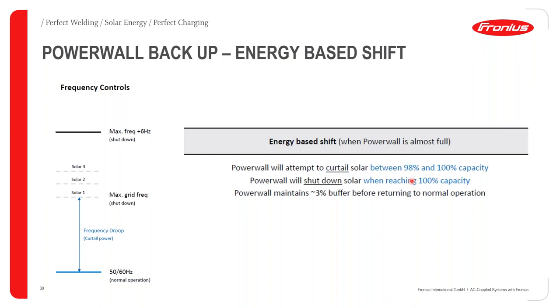If there's overcharging of the battery, you could cause damage to the battery system as well as to the charging system. So it's very important that the Tesla Powerwall can reduce the Fronius output power whenever the state of charge reaches close to 98-100% capacity. The Powerwall will shut down solar when the state of charge is 100% capacity. And the Powerwall will always maintain a 3% buffer before returning to normal operation. So 3% would be 97% state of charge.